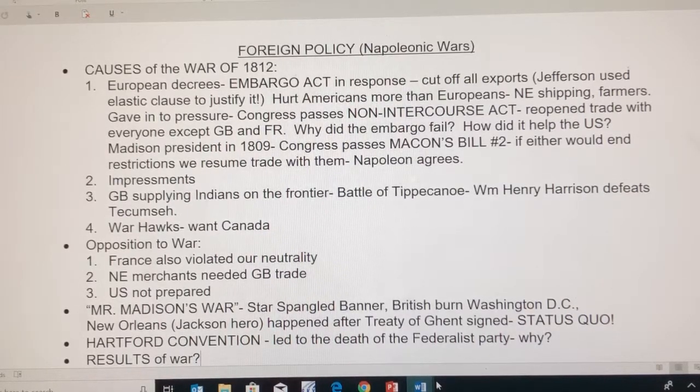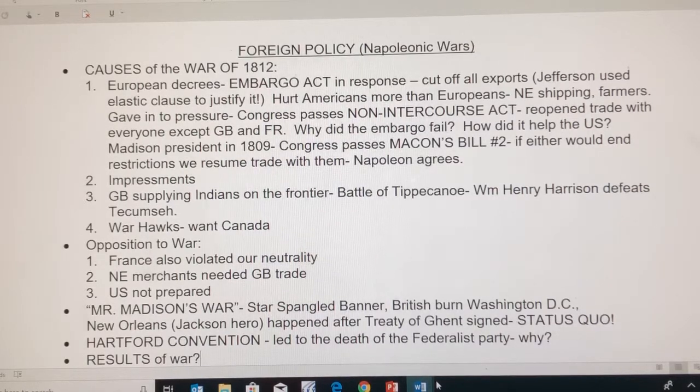Napoleon agrees. Again, this is calculated on Napoleon because once he agrees, he knows that he's not going to have any feuds with the Americans, and this could possibly lead to war with the British. And this is great for him because if the British are fighting the Americans and fighting him, he has just divided their army and navy. We're going to see we go to war with the British beyond Macon's Bill being agreed by the French because they are impressing. We have other issues with them.